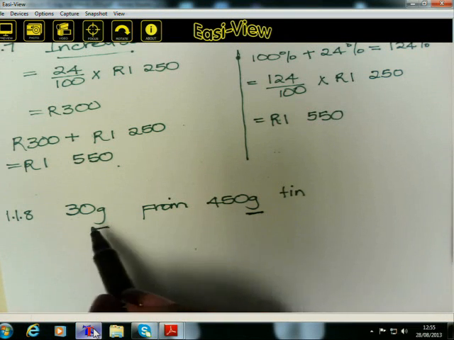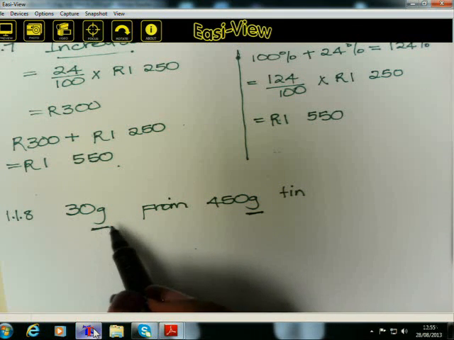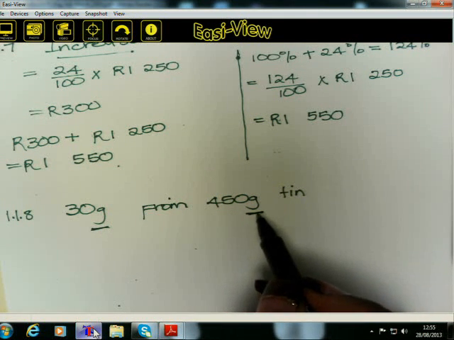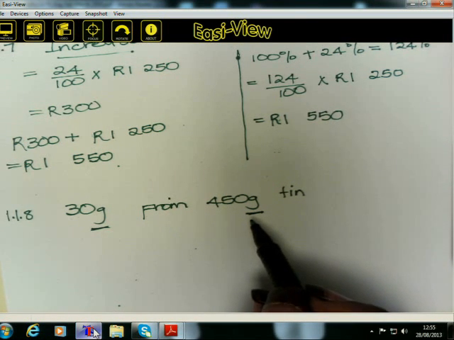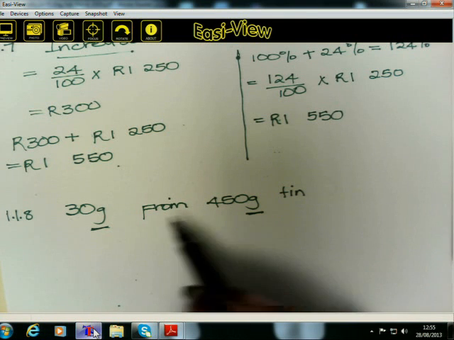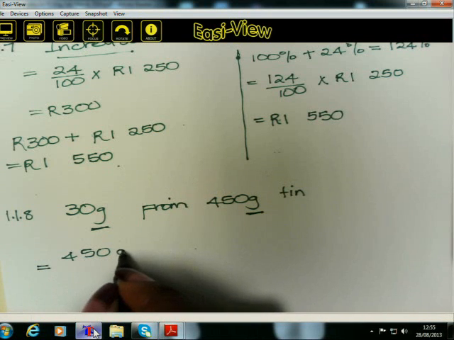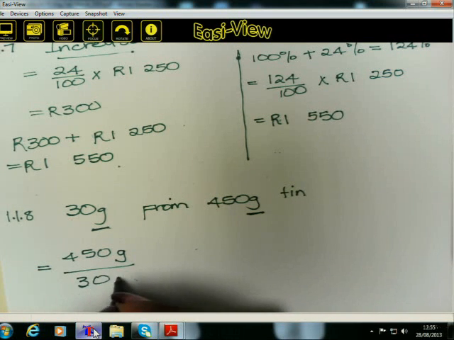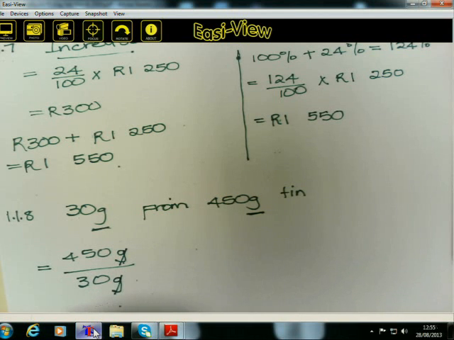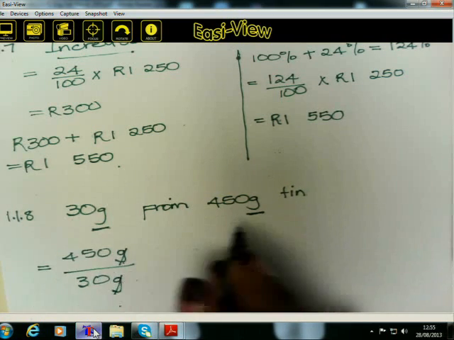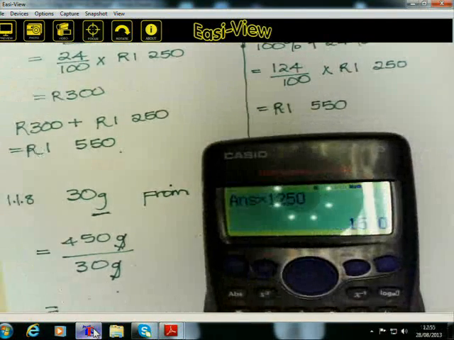Now, if we have to find out how many 30 grams we can get from a tin of 450 grams, remember earlier when we were converting the rands to euros, I said if units are the same, we can divide, but if units are not the same, then we need to multiply. But in this case, the units are the same, so we are going to divide. We will then say 450 grams divided by 30 grams. As you can see, our grams will cross out because we are looking for the number of times that the 30 grams can go into a 450 gram tin.